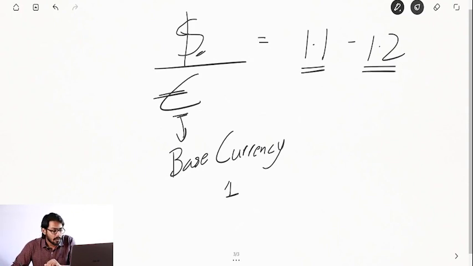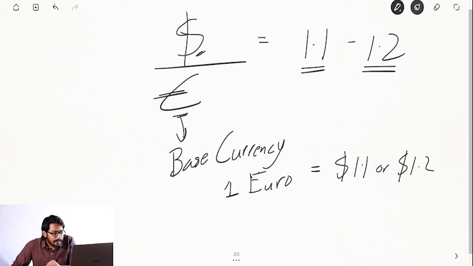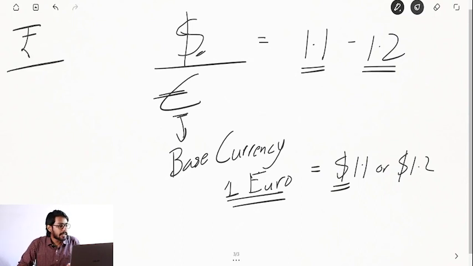In terms of a sentence, 1 euro equals dollars 1.1 or dollars 1.2. 1 euro is the asset. The price of this asset is expressed in terms of dollars. Rupee by euro: again, euro is the asset. The price of this asset is expressed in terms of rupees.